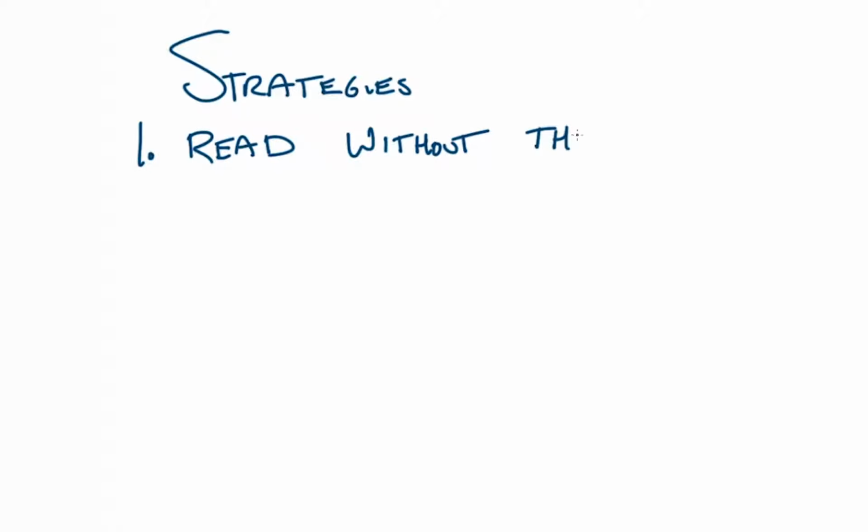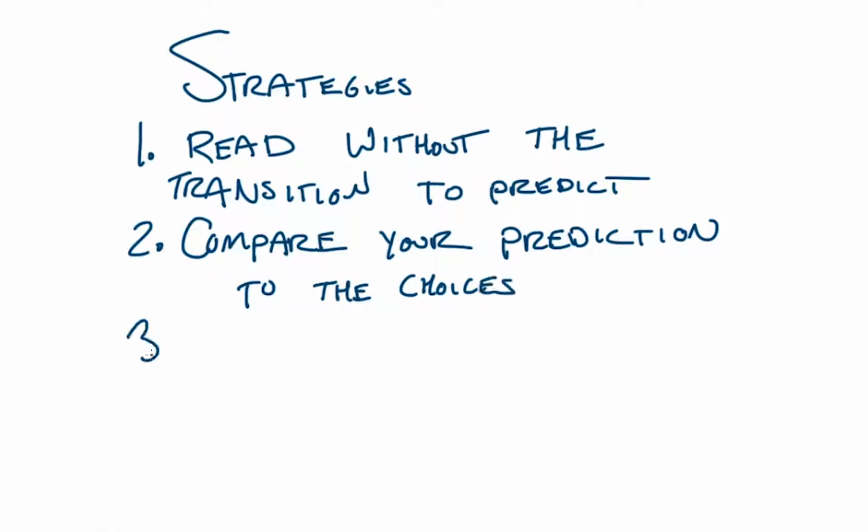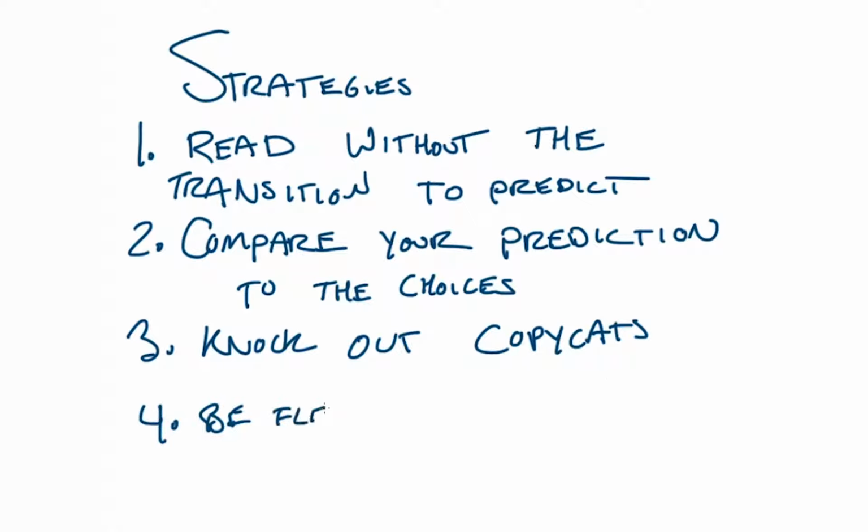Let's recap our strategies. So number 1, read the passage without the transition to make a prediction. 2, once you've made the prediction, compare your prediction to the choices. 3, knock out copycat transitions. If there are two that fall into the same category, they can't both be right. And 4, be flexible. If the prediction that you've made doesn't match one of the choices, try to find something that is in that same category that you're imagining.